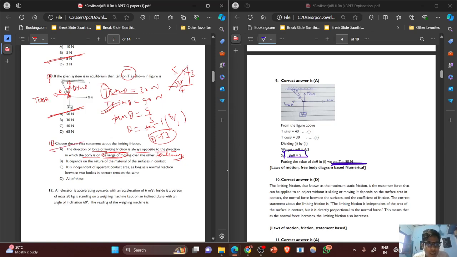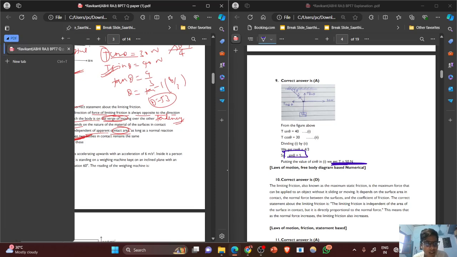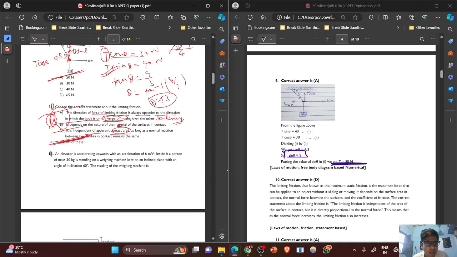It depends on the nature of material. Yeah, because mu depends on the nature of material. Yeah, it is independent of the contact area. Bilkul. So D is the final answer, meaning all the options are correct. It's again a theoretical question. Now moving ahead to the 11th question.